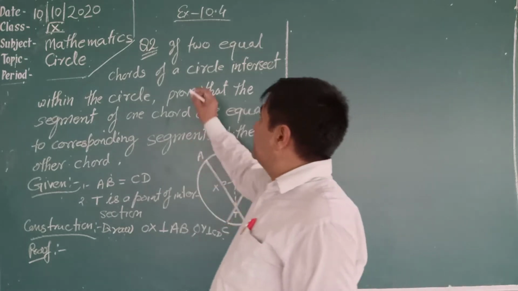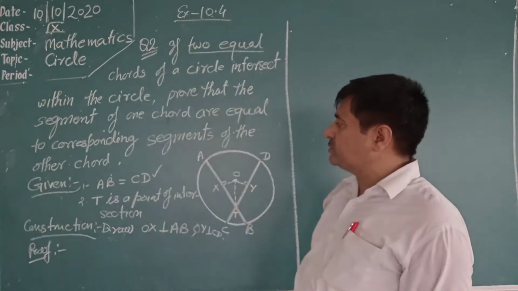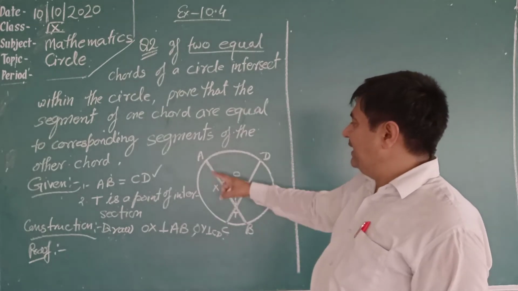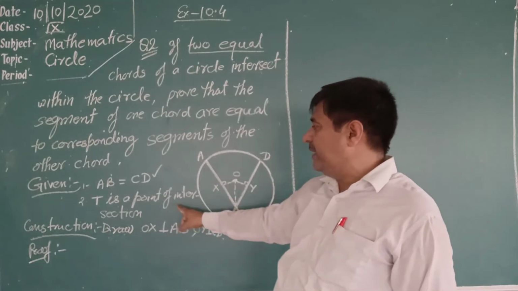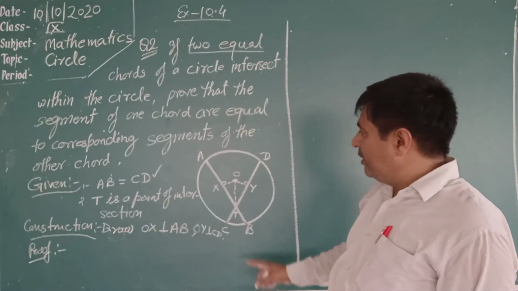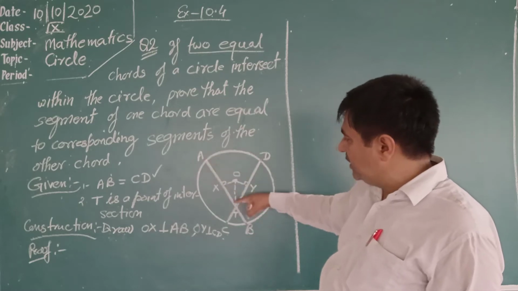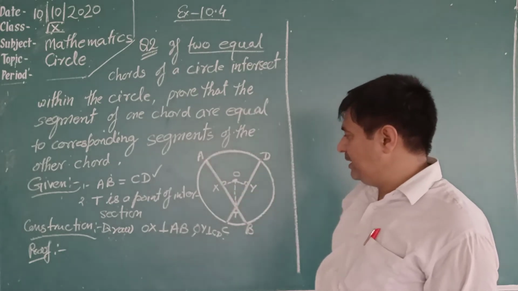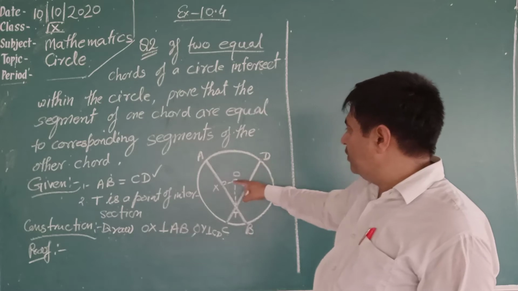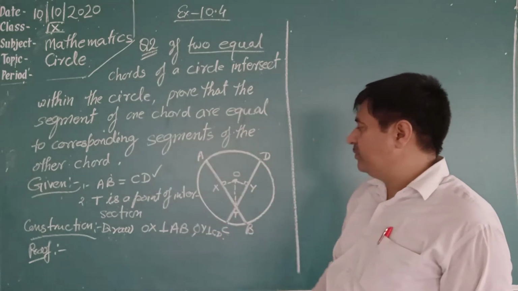So what is given? Two equal chords. AB equals CD, and they intersect at a point T. So T is the point of intersection. And the construction is: draw OX perpendicular to AB and OY perpendicular to CD.